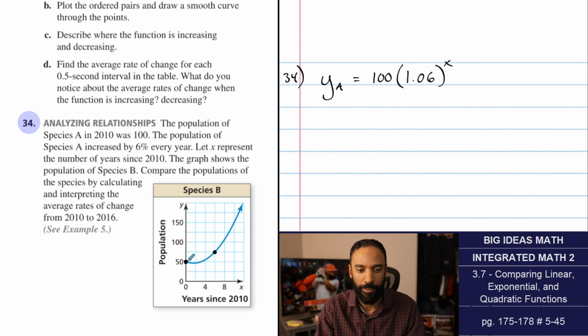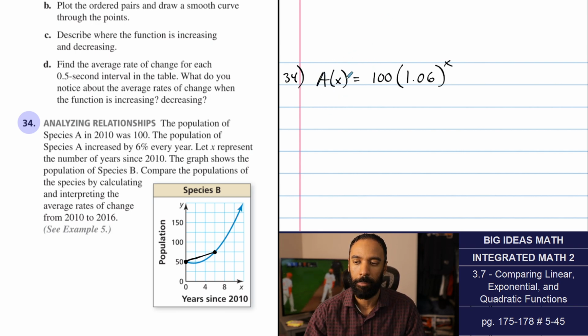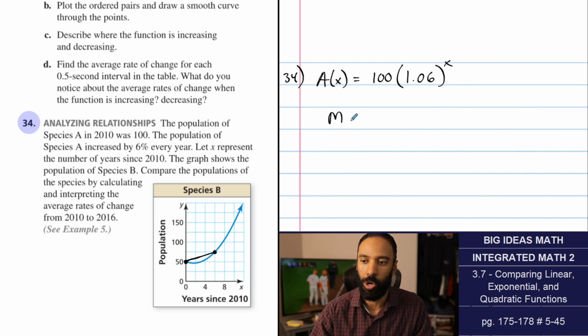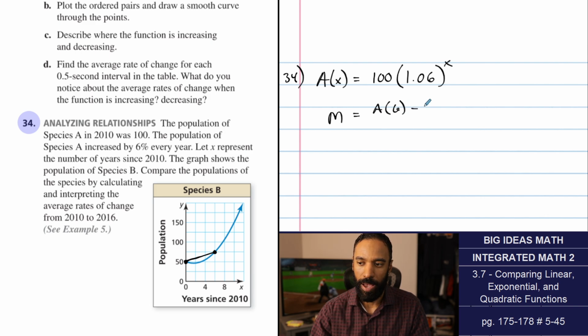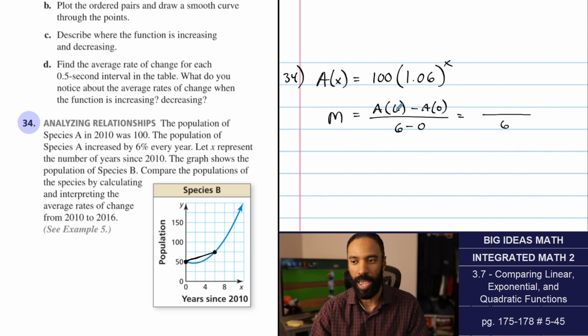And right here, we just got to find this slope for species B. And then species A, we're going to find a slope as well. Let's call it A of X instead, because then I know specifically we're talking about that. So for the slope of this one, we'll do A of 2010 and 2016: A of 6 minus A of 0 over 6 minus 0. Over the course of 6 years, how much did we average in change?